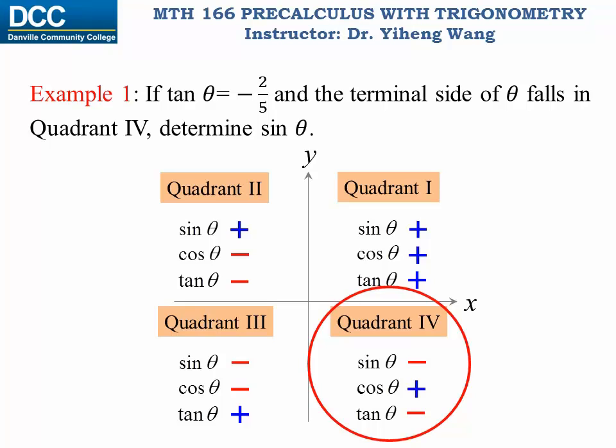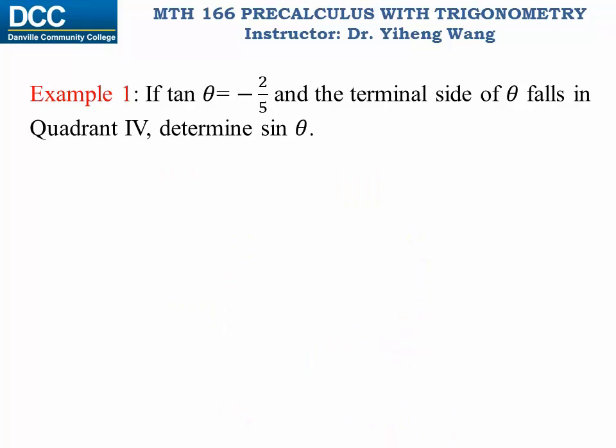With this information, we will first try to find sine theta prime instead. Theta prime is the reference angle of theta, and sine theta will have the same absolute value as sine theta prime. Since all reference angles are acute angles, all 6 trigonometric functions are positive, and they can be easily determined through a right triangle. Therefore, since tangent theta is negative 2 over 5, tangent theta prime must be positive 2 over 5.